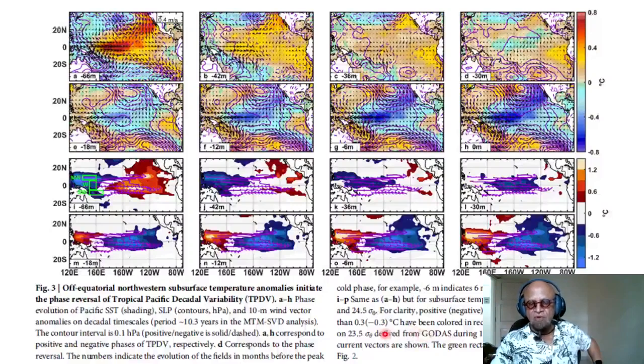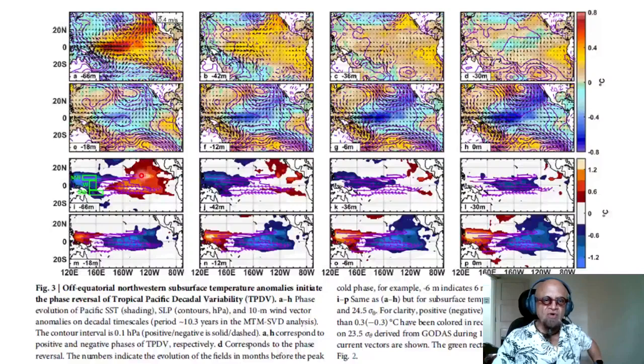For clarity, positive and negative temperature anomalies greater or smaller than 0.3 and minus 0.3 degrees centigrade have been colored in red and blue. Vectors denote the mean current on the 23.5 sigma theta derived from GODAS during 1980 to 2021, which is a reanalysis product for the ocean. Only some representative current vectors are shown to avoid crowding.